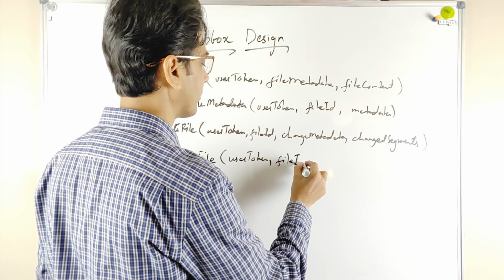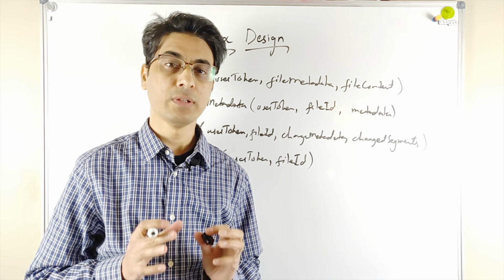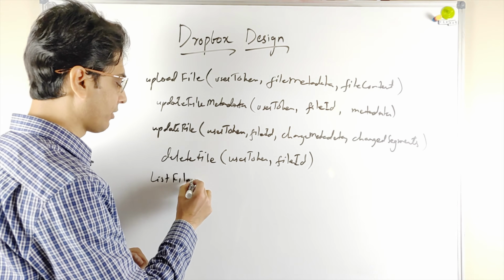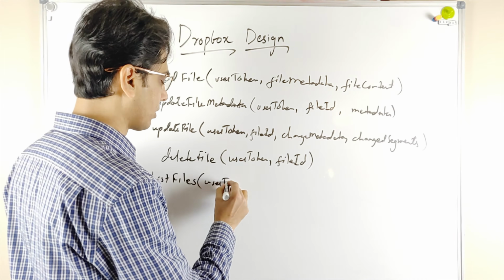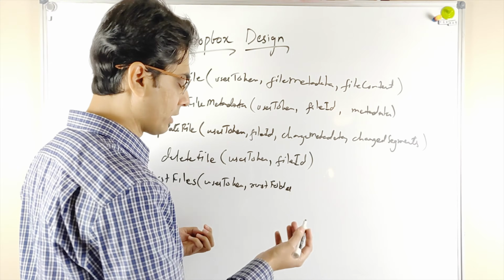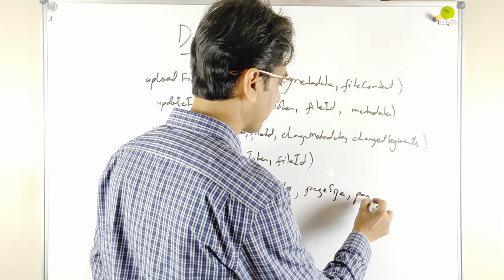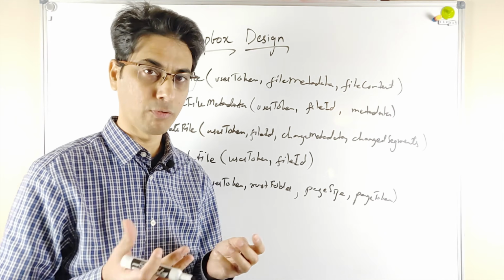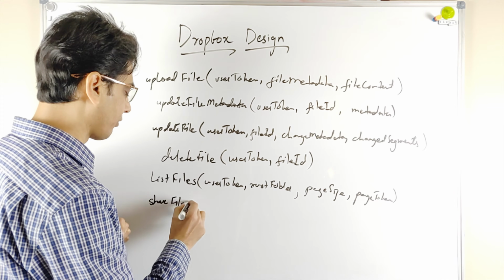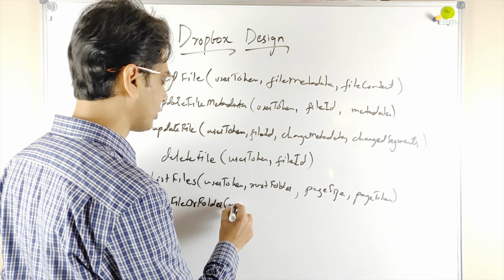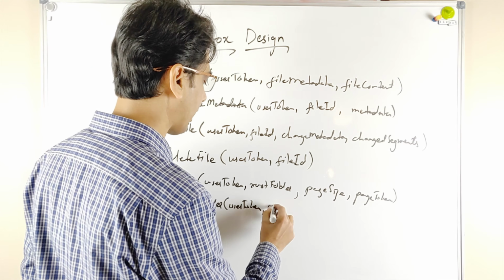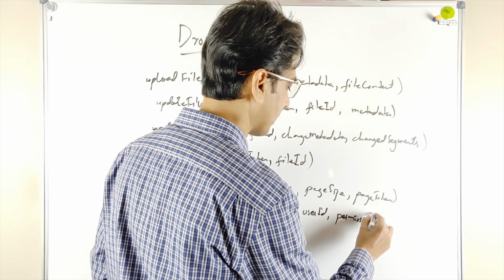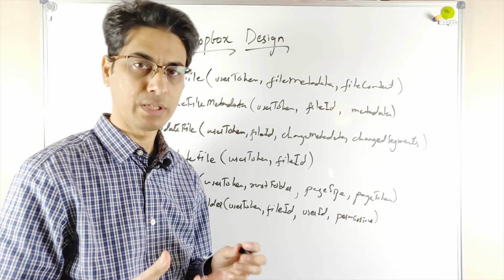Similarly, we can have an API to delete the file, which takes user token and file ID. A user can also list files. So there could be a list files API, which takes user token, root folder, page size, and page token. Another API is share file or folder, which takes user token, file or folder ID, another user ID, and set of permissions. And permissions can be read write or read only.